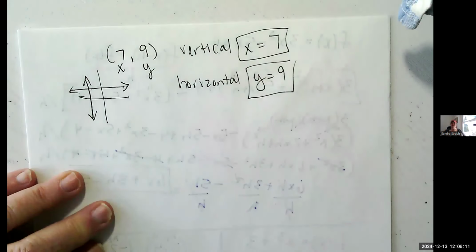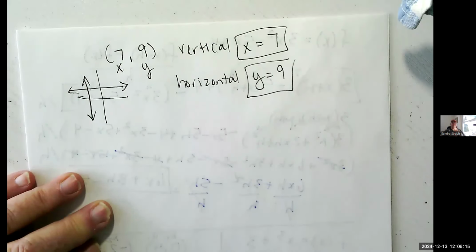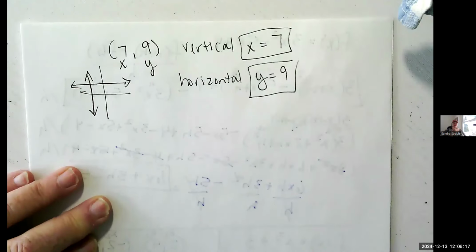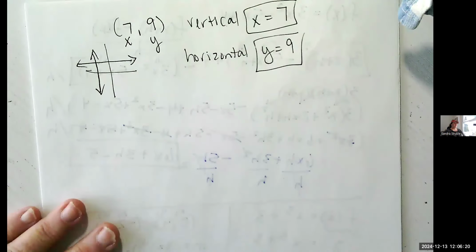You can't just say 7 and 9. That doesn't work. You need to put it in linear function form. So x equals 7 and y equals 9. Otherwise, it doesn't make sense.